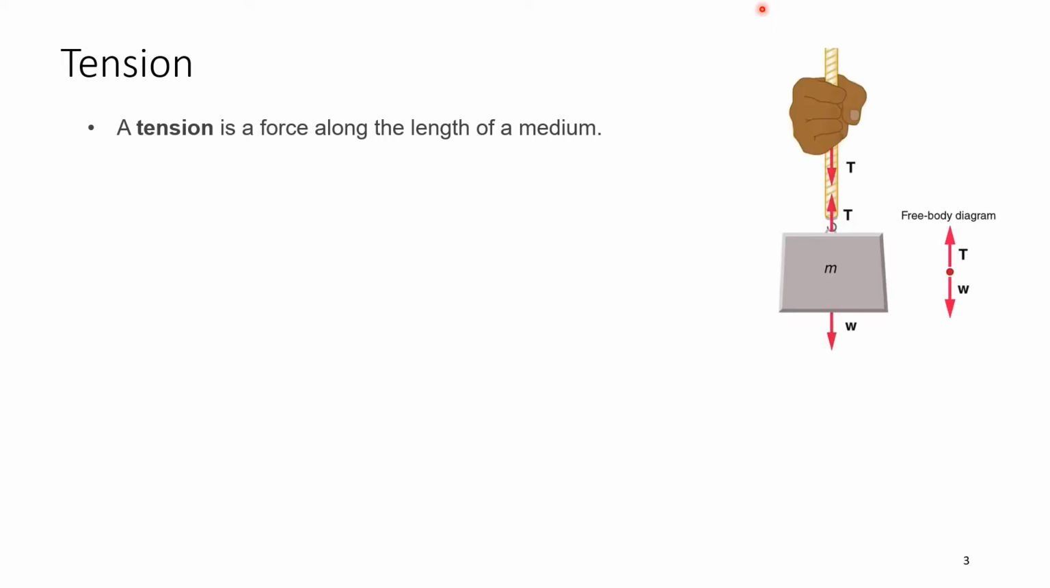Consider a person holding a mass on a rope as shown in this picture. Tension in the rope must equal the weight of the supported mass. Since the mass is stationary, its acceleration is zero. According to Newton's second law, the net external force should be zero. From the free body diagram, we see the only external forces acting on the mass are its weight W and the tension T supplied by the rope.